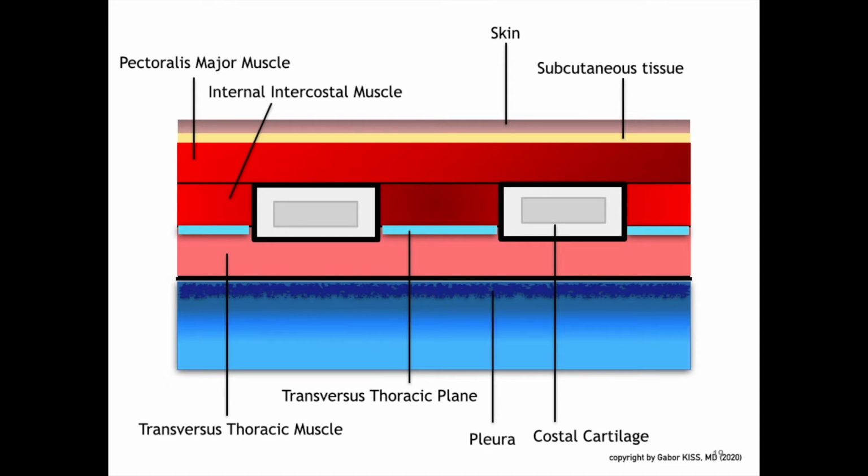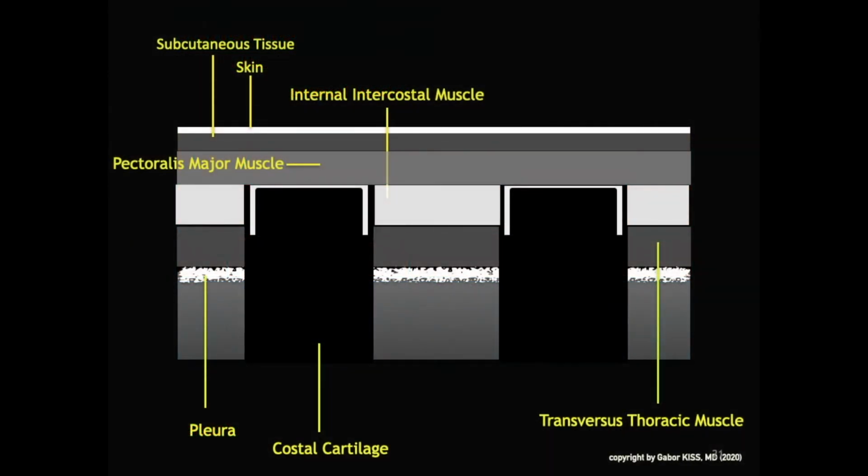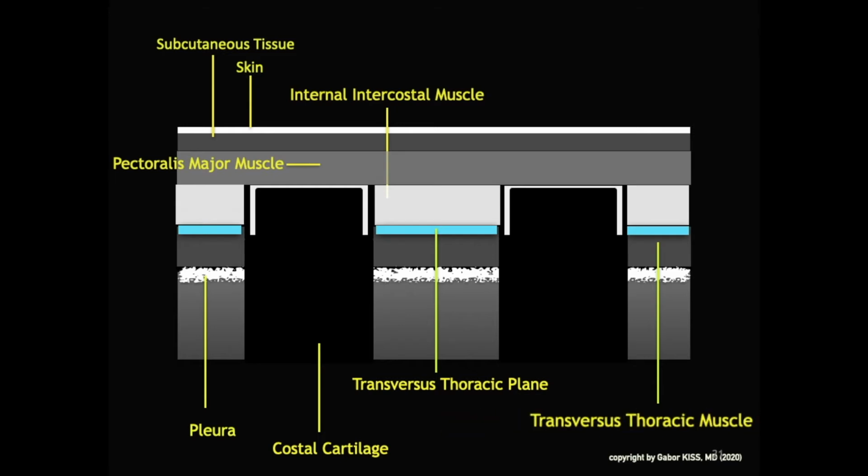As a mnemonic, we can remember the successive muscle layers of the pectoralis major muscle, internal intercostal muscle, and the transversus thoracic muscle as PIT, like pit bull. Here on this ultrasound image, we will recognize the same structures as in the previous cartoon. The transversus thoracic plane is located between the internal intercostal muscle and the transversus thoracic muscle, with underneath the pleura.